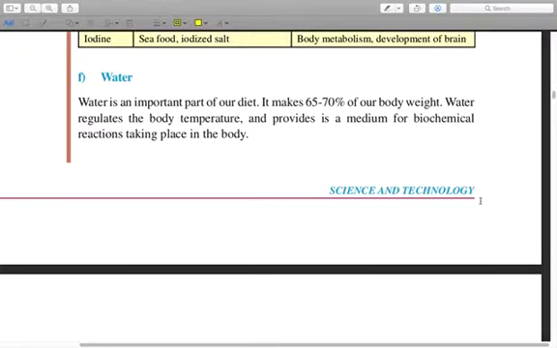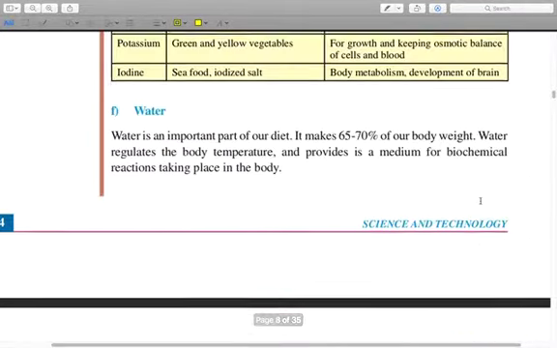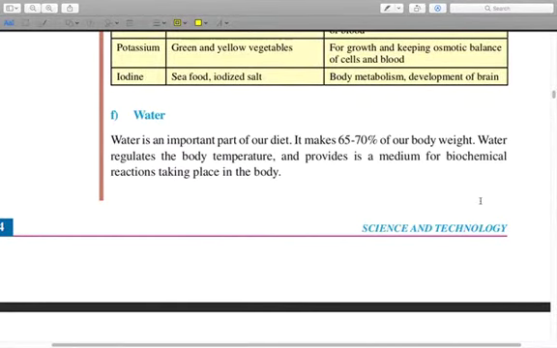So water is an important part of a diet, because 60 to 75% of our body weight consists of water, and it regulates the body temperature. That's why you have heard from your elders that you have to drink water to keep your body temperature normal, especially in hot climate conditions. And it provides a medium for biochemical reactions taking place in the body. Chemicals are basically liquid, right? So for many of the biochemical reactions, water is necessary.